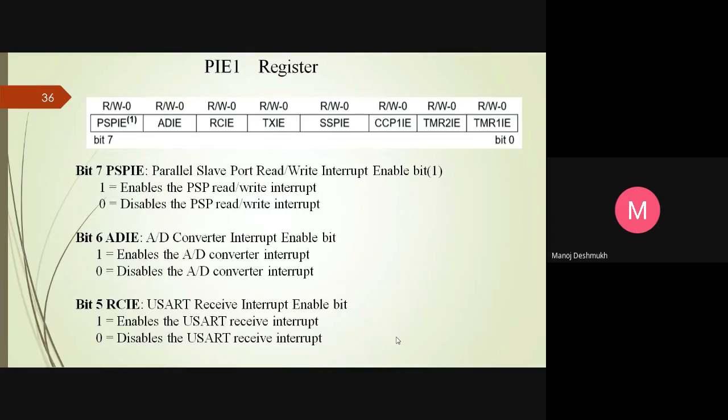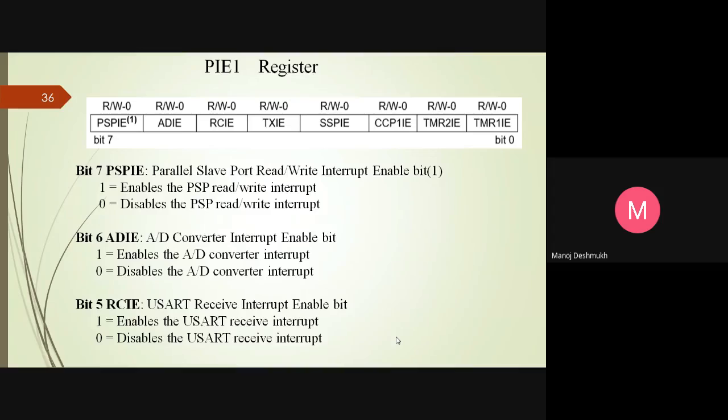So we see first the peripheral interrupt enable register. This is an 8-bit register. All 8 bits are associated with the peripheral interrupt enable bits, and all are readable as well as writable, and initially all these bits are at 0 level. So it is mentioned as R/W-0. Zero is nothing but the initial value, or the initial position of that particular interrupt enable bit.